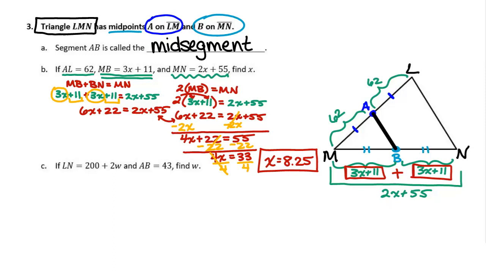Because you can't do this. They're on the same side. You have to combine them. So that would be 22 instead of it canceling out.